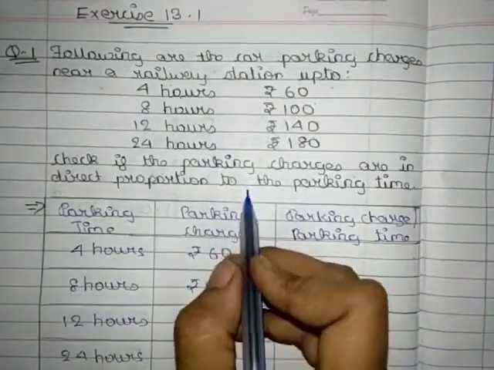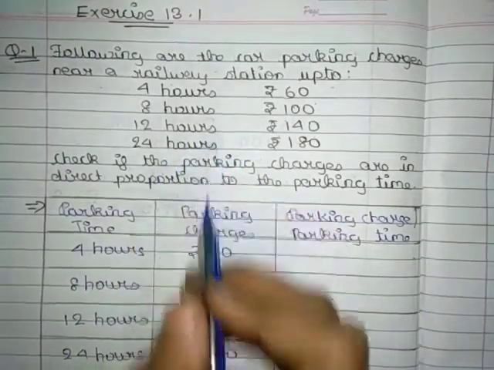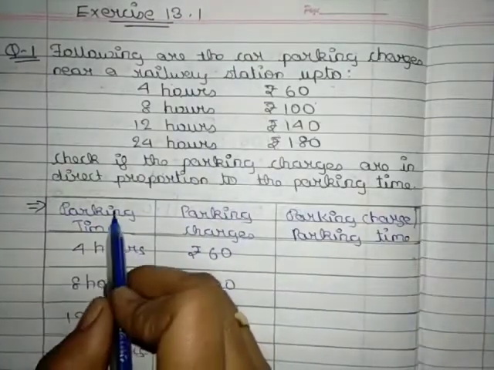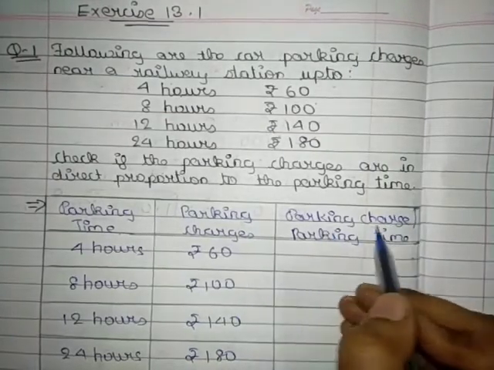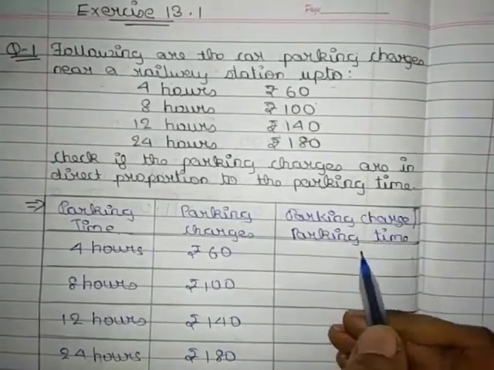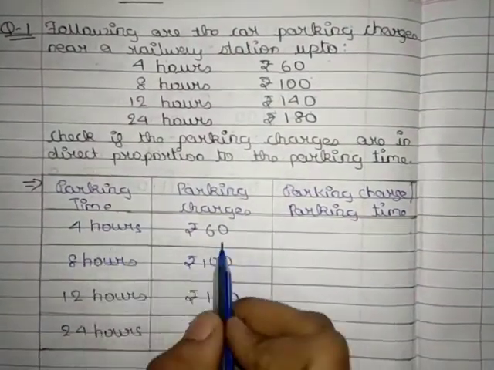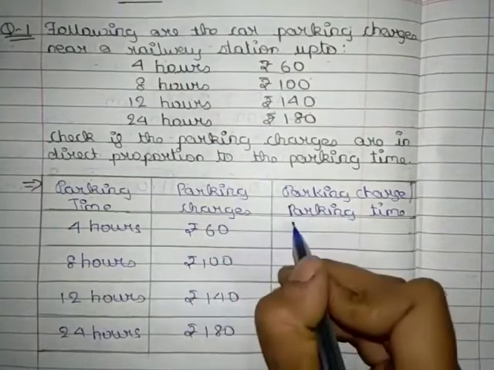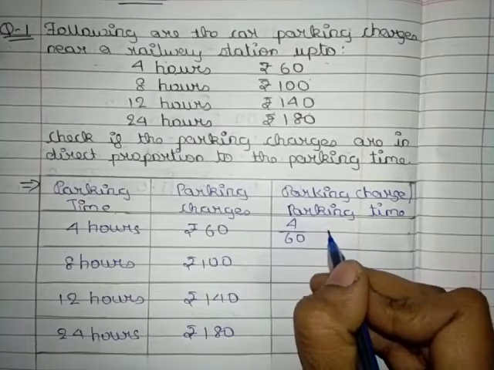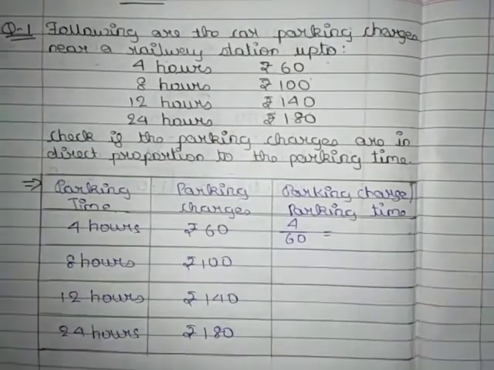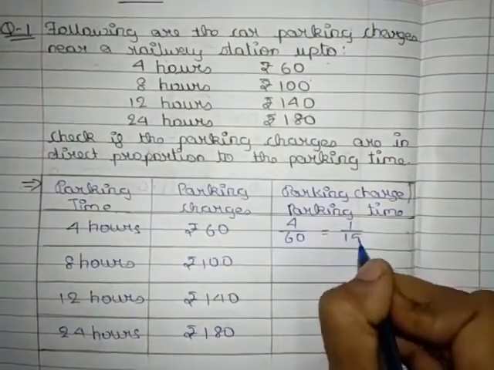We have to check if it is in direct proportion or not. So for that, we will have to find out the ratio. I have made a table here where the parking time is given, and parking charges are also given. We have to find parking charges by parking time, that is the ratio we have to find. So let's start with 4 hours. For 4 hours, what is our parking charge? Rupees 60. So 4 by 60, this is the proportion that we are getting. We can write it as 4 by 60, that is equal to 1 by 15.